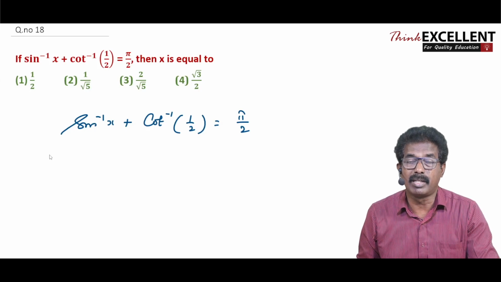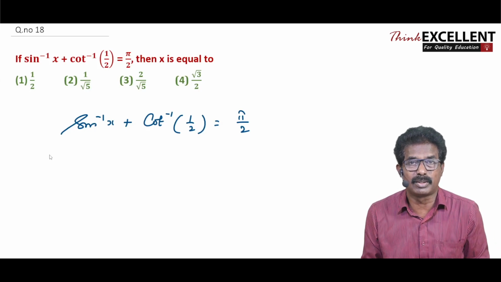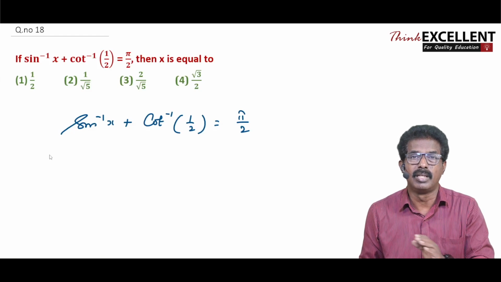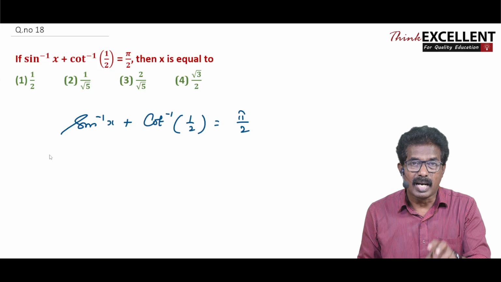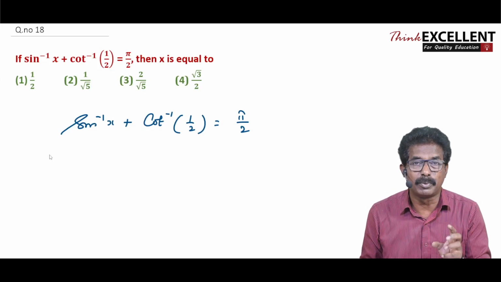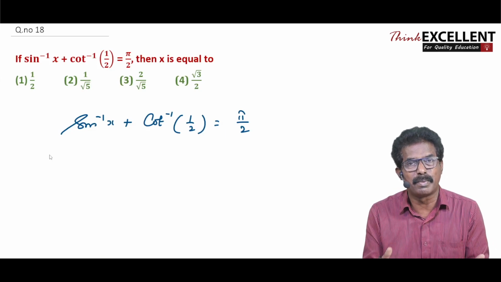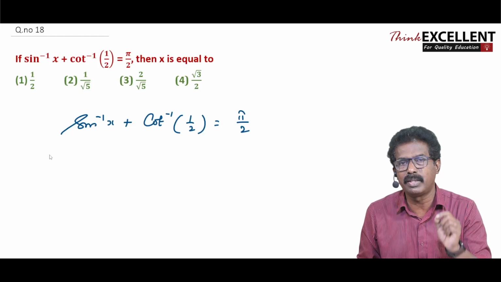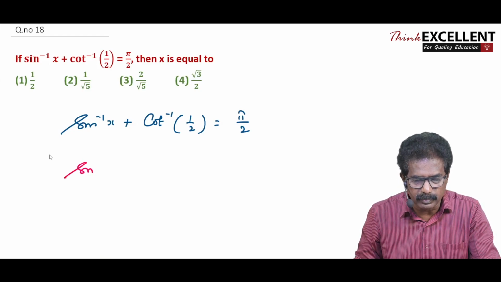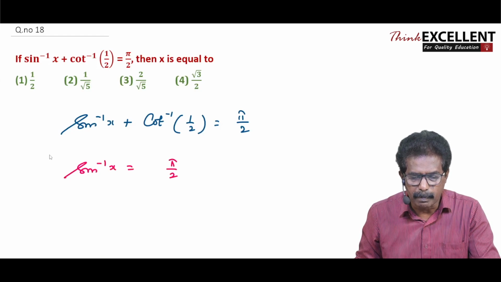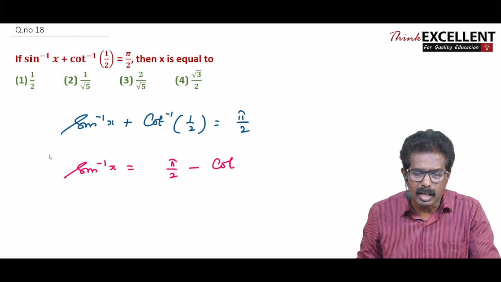We want to find the x value. A similar question can be asked as a 2-mark question. That's the reason, my dear students, for objective questions don't mug up. If they ask the same question as a 2-mark compulsory question, what do you do? If you know the method, you can do it, right? So learn with proper understanding. So keep this sin inverse x on one side. So sin inverse x is equal to pi by 2 minus cot inverse of 1 by 2.